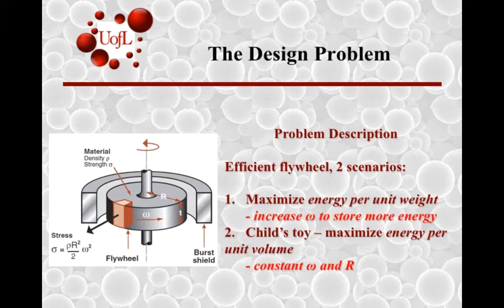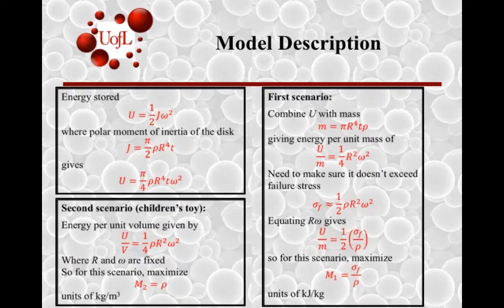Whereas the second is for a child's toy. So, the child has a limit to how fast they can make the wheel actually spin. It's never going to reach a velocity where the wheel would break. So in the first scenario, we're constrained by when the flywheel will actually break and reach its tensile strength. In the second one, we're just looking for maximizing the energy per unit volume, since the child's never going to reach a velocity that's too high for the flywheel to handle.